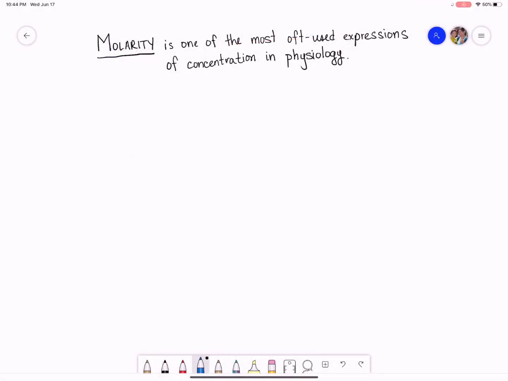Now that we have familiarized ourselves with moles, we are ready to learn about perhaps the most commonly used expression of concentration in human physiology, and that is molarity. So molarity is a true expression of concentration in that it is an expression of number of moles of a particular substance per liter of fluid.